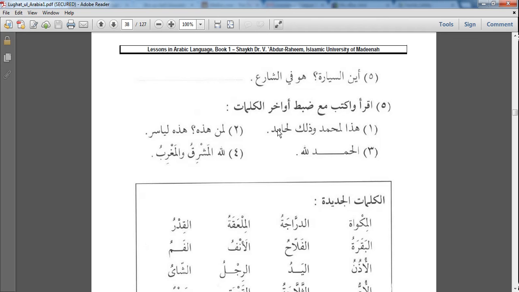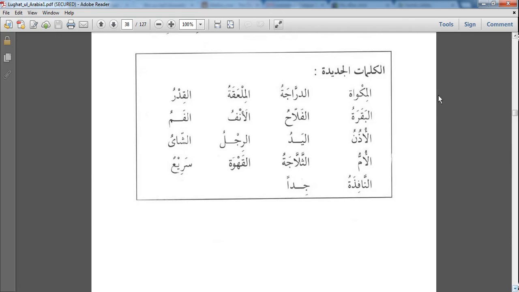الحمد لله. All praise is due to Allah subhanahu wa ta'ala. Because of the lam, Allahi gets a kasra. And same thing here, liyasirin, that lam gets a kasra. Lillahi al-mashriq wal-maghrib, only for Allah subhanahu wa ta'ala is the west and the east. So in this example, you're getting the lam harful jar on Allah, and therefore lillahi would be correct.